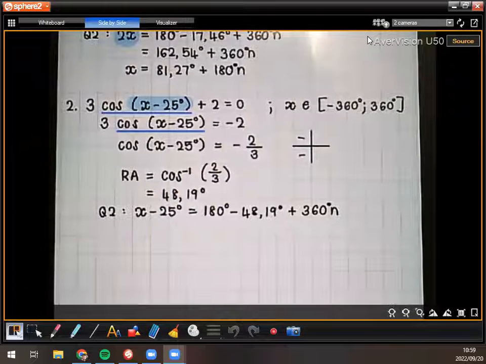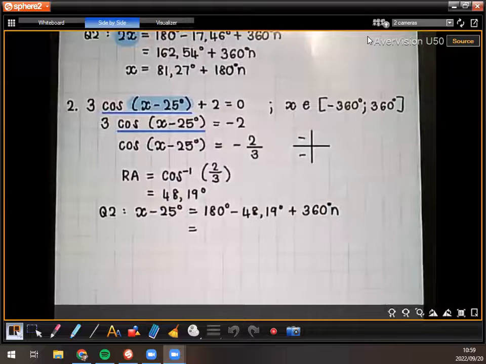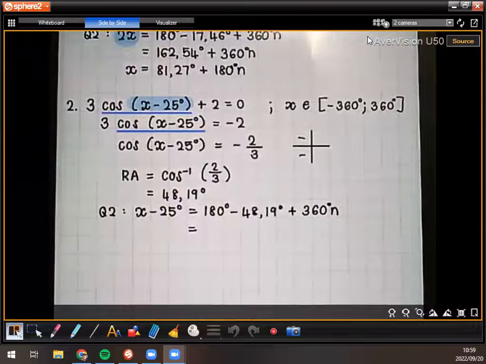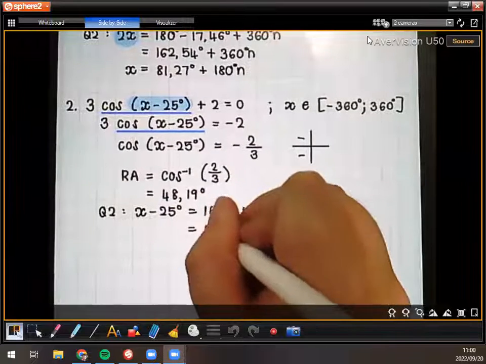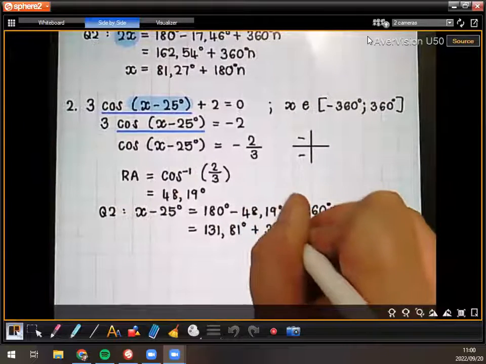Now you can do this in 2 steps. You can do it in 1 step. Just because it's the first example like this, I am going to do it in 2 steps. So you're going to say 180 minus this. I have it on my calculator. 180 minus that answer is 131.81 degrees plus 360.